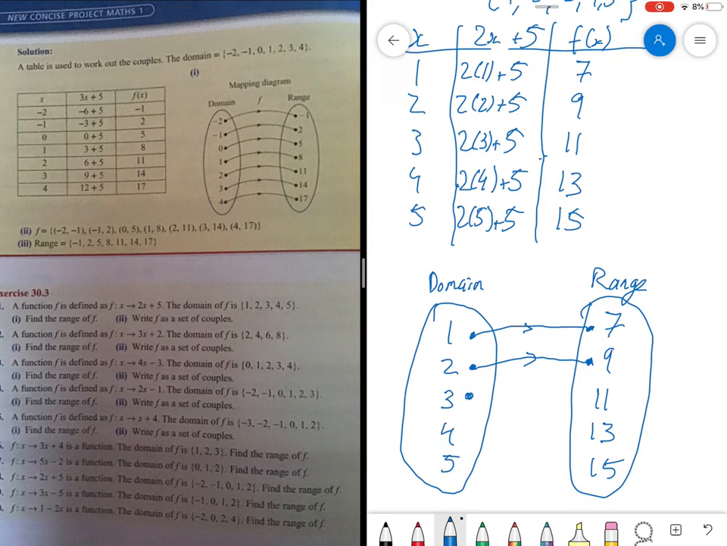In my domain, my input is 3. My output was 11 from my workings, and I draw that there. For number 4, my input was 4, my output was 13. I draw a little arrow. Last but not least, my input's 5, my output's 15. I draw a line over and an arrow. And that's quite simply how you draw a mapping diagram.